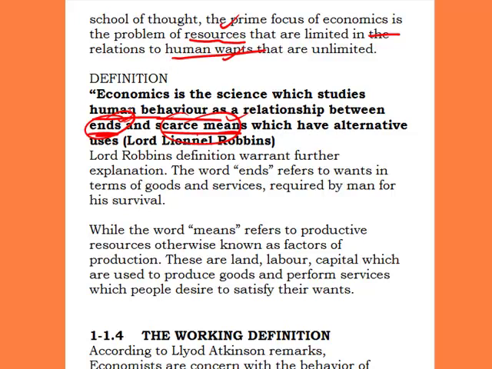It's just studying the behavior of human beings. I mean, as related to our wants, they are ends, which are numerous, and the means, which are scarce, that is, the limited resources used in satisfying those ends. So the relationship between the two, as it relates to the behavior of human beings, is the premise of what economics is, as provided by Lionel Robbins.